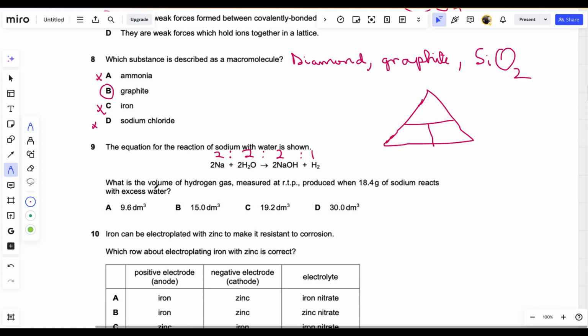Now you say, what's the volume of hydrogen gas? Even though they're asking us for the volume of hydrogen gas, measured at room temperature and pressure, produced when 80.4 gram of sodium react with excess water, we are given 80.4 gram of sodium, right? So we can calculate the mole of sodium.